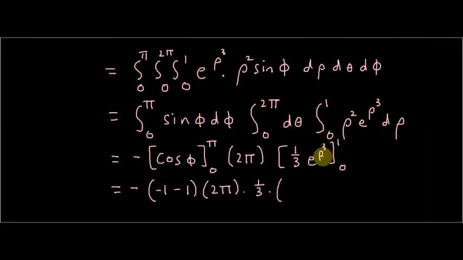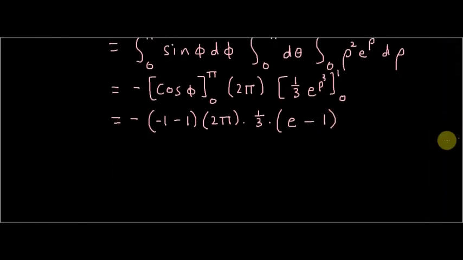We can plug in 1 for rho, so it's just going to be e to the 1. And in plugging in 0 for rho, we're going to get e to the 0, which is 1. Now we just simplify. It's going to be negative 2 times minus will give me plus 2, times 2 is 4. So it's going to be 4 pi by 3 into e minus 1.